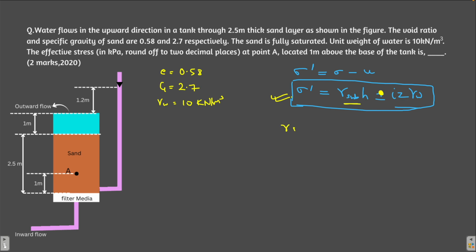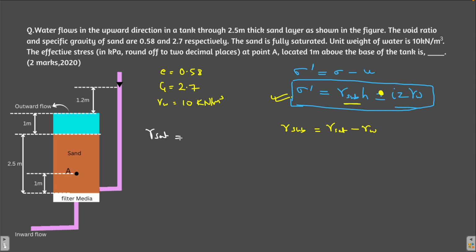Gamma submerged, if you know, is gamma saturated of the soil minus gamma W, is it not? Now our next task is to find out what is gamma saturated. Okay, so let's find out what is gamma saturated of the soil. How to find out? These data are given to you, and we can make use of this data to find out what is gamma saturated of the soil.